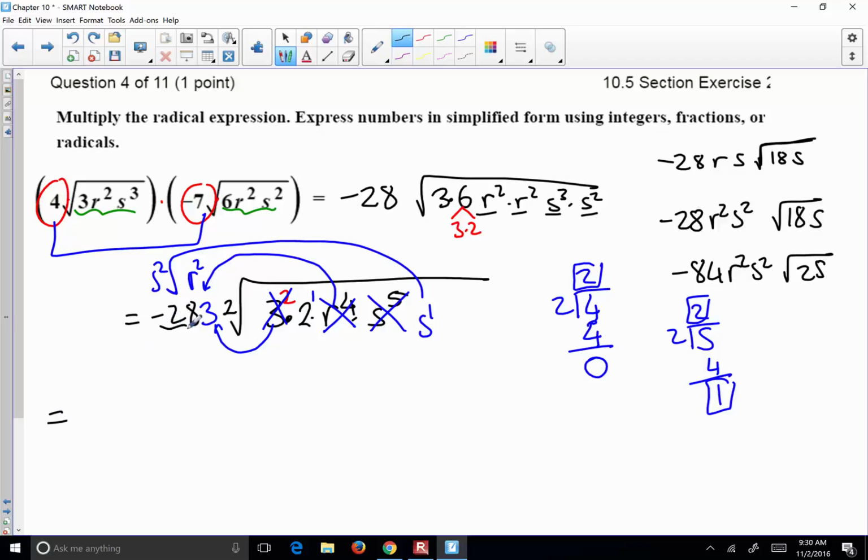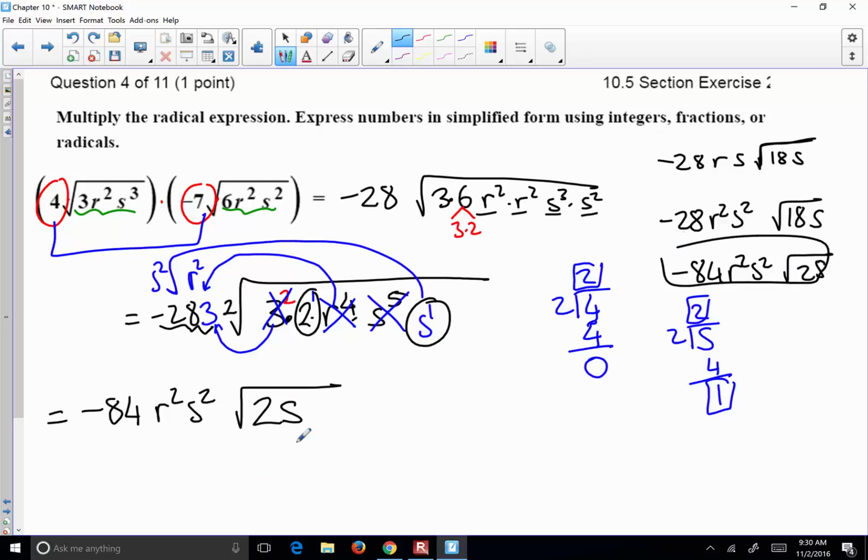But what is 28 times 3 now? It's 84. I believe 3 times 20 is 60. 3 times 8, 24. 84. S squared, r squared, or r squared, s squared. In the square root, you have 2 left, and one of the s's left. Okay? Correct. Okay?